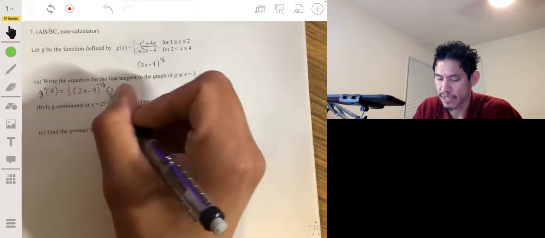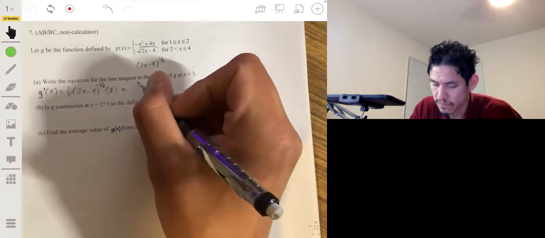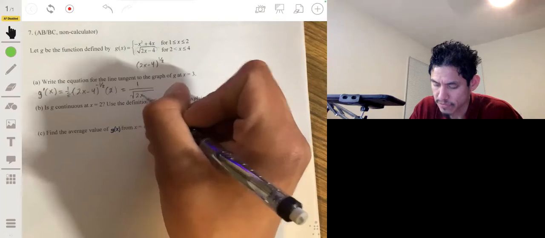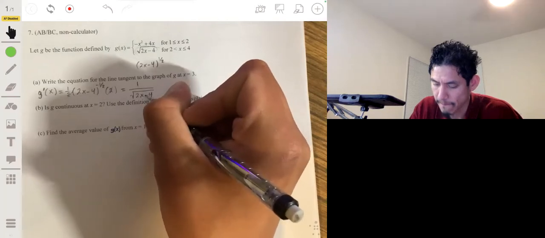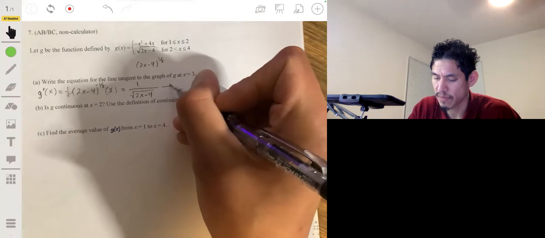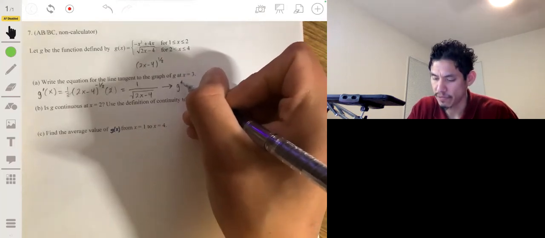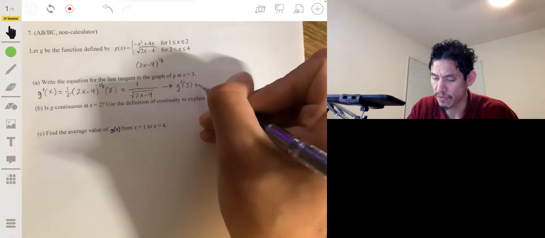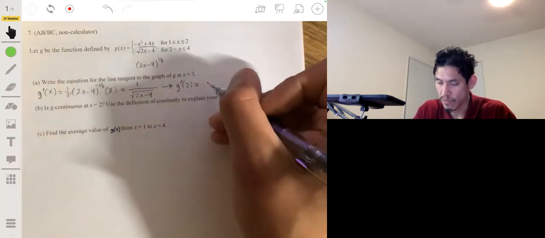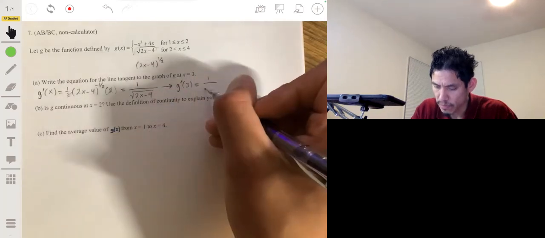Simplifying this, the 2's will cancel on the outside, and we'll just get 1 over the square root of 2x minus 4. This, remember, will give us our slope. So we're going to find the slope at 3. g prime of 3 will be 1 over the square root of 2 times 3 minus 4, so 1 over the square root of 2.